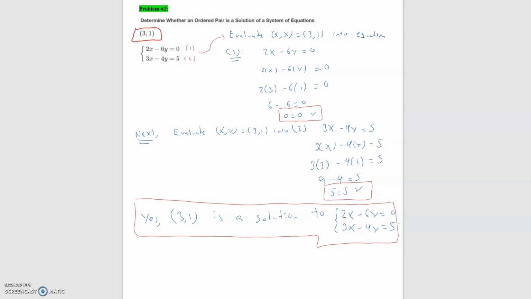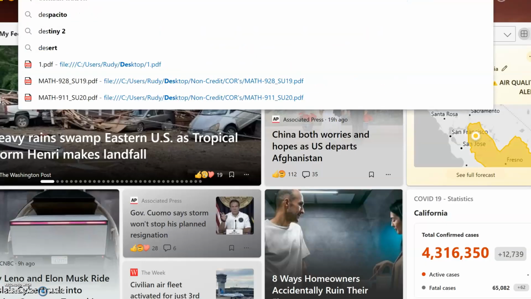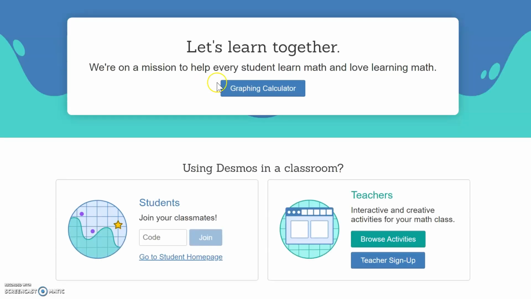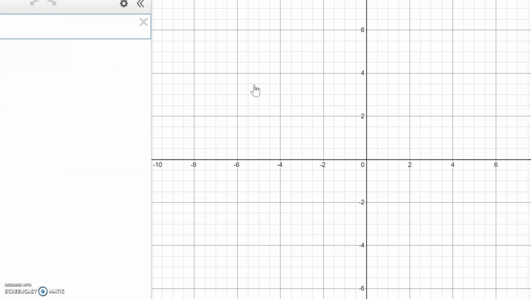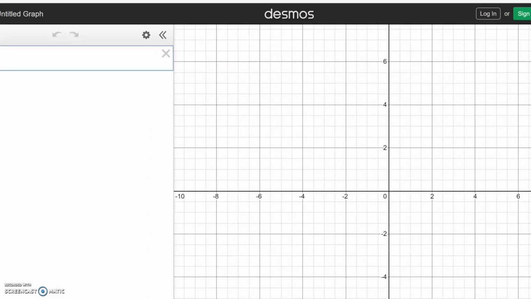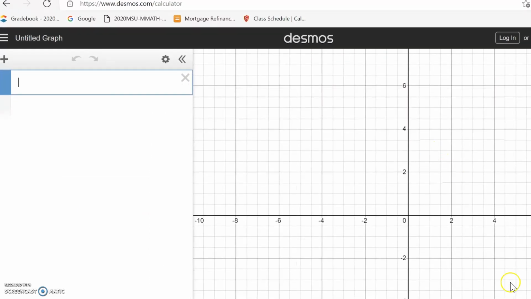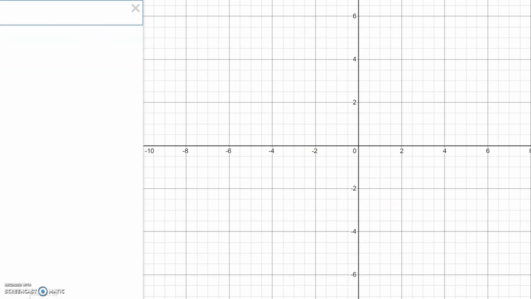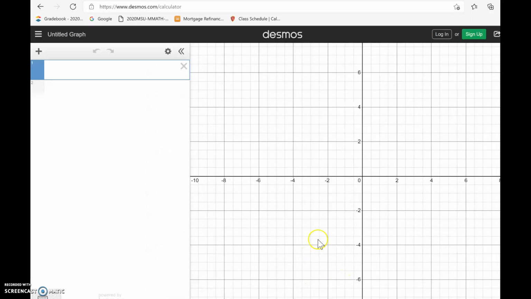So give me just a second. We're going to graph them. So we're going to go to Desmos. And let me just extend it so that you can see the actual website. Okay, now you can see the whole website. Here's your address. That's a graphing calculator that may help you with some of the problems.